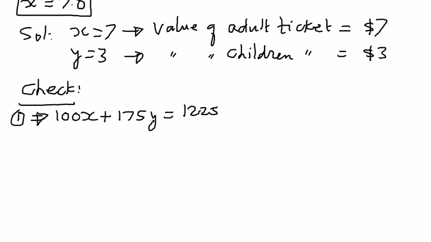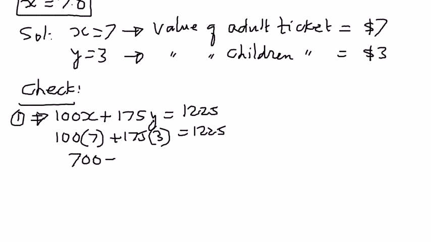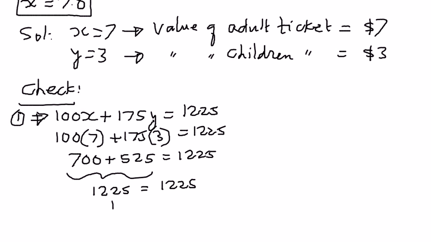Let us see. We'll check that. So 100 times 7 plus 175 times 3, that should equal 1225. 100 times 7 is 700 plus 175 times 3, which is 525, and that should equal 1225. So 700 plus 525 is in fact 1225. That is exactly equal to the value we have on the right hand side. Therefore the value on the left hand side is exactly equal to the value on the right hand side, and therefore the values of x and y are exactly correct.